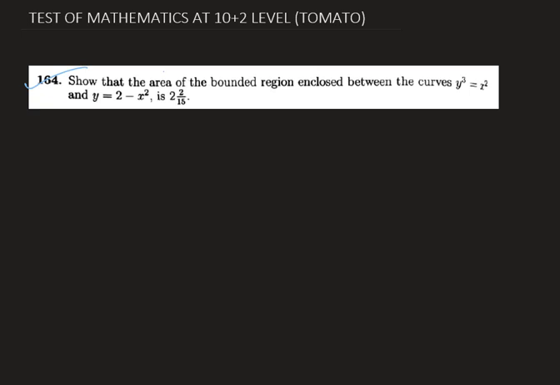Show that the area of the bounded region enclosed between the curves y cube equals x square and y equals 2 minus x square is 2 and 2 by 15. Okay, so let's start the solution.